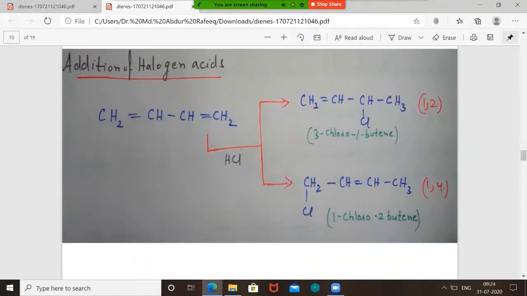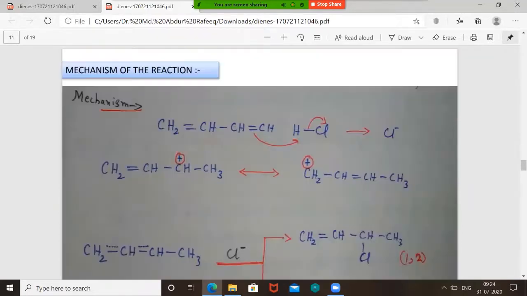Addition of halogen acids, HCl, HBr, HI. When it is added, you can have 1, 2 addition or 1, 4 addition. 1, 2 means you are getting 3-chlorobutane. Here 1, 2, 3, 4. 3-chloro-1-butene, or 1-chloro-2-butene. Whatever may be the bond, there is 1, 2 addition and 1, 4 addition.